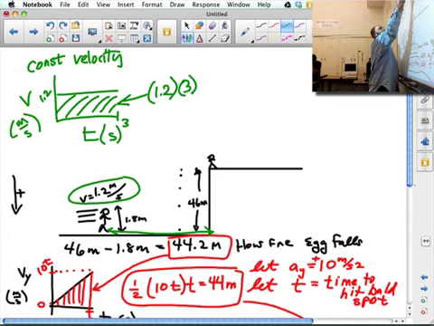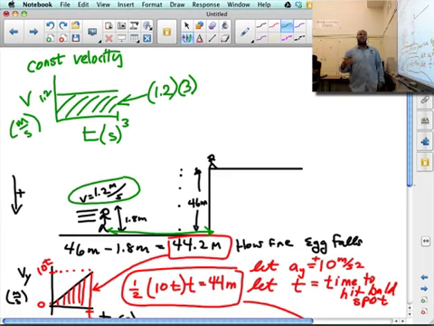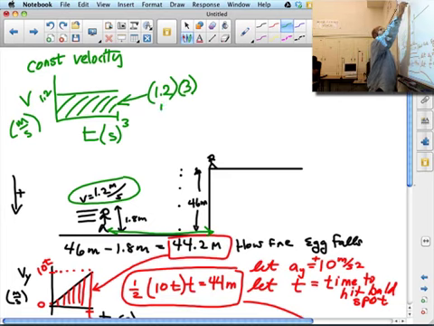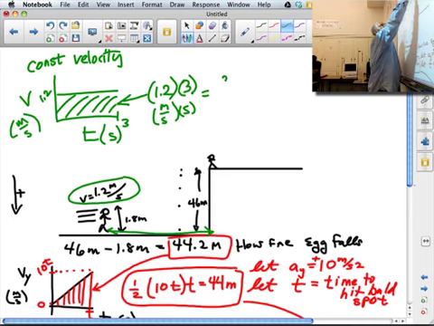1.2 times 3. That's meters per second times seconds. Does that give us meters? Yes. It needs to, right? Meters per second times seconds. Okay, what's this going to be? 3.6 what?